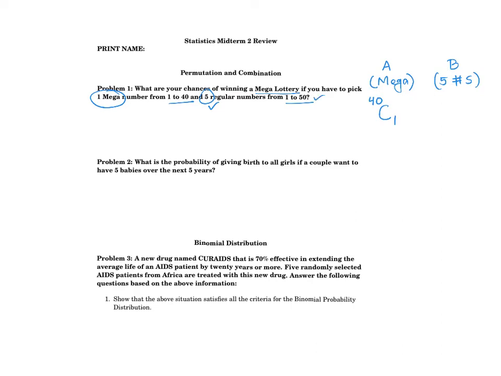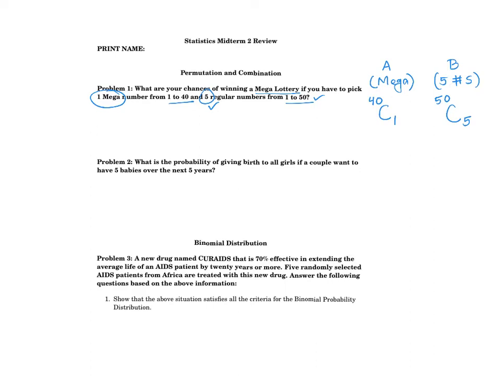Once again, remember, when you are selecting lottery numbers, order does not matter. The order in which you select the numbers is not important. So therefore, we are dealing with combinations. We have 50 distinct items. From that, I select 5 distinct items where order does not matter. So we are dealing with combinations, 50C5.